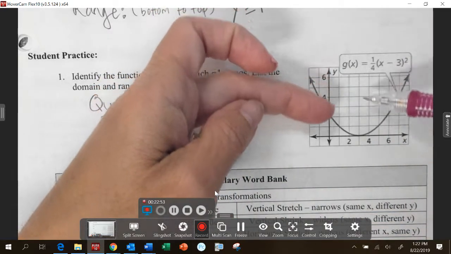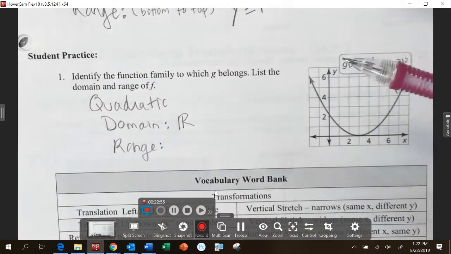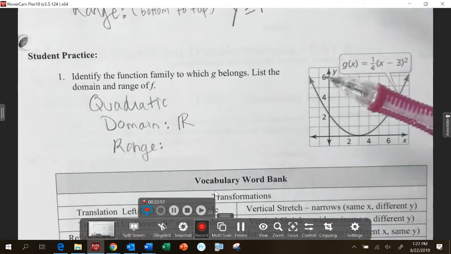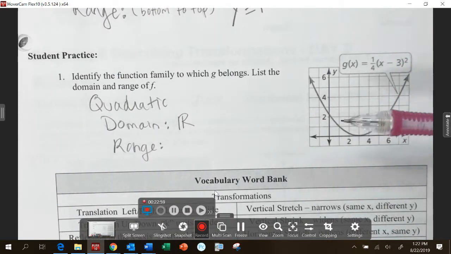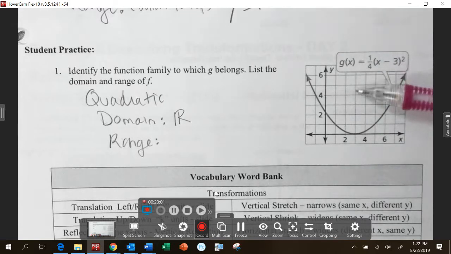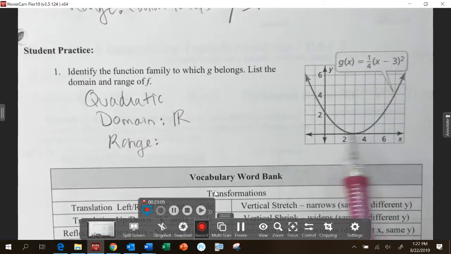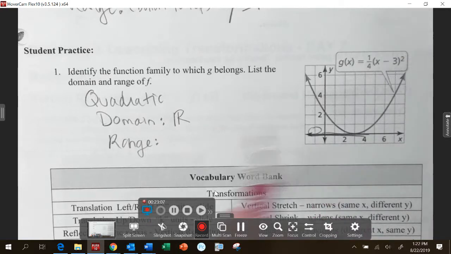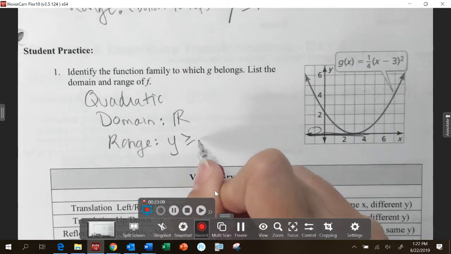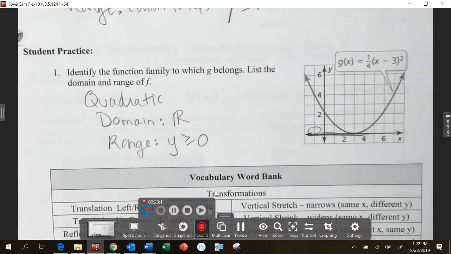we're going to look at the lowest point. I'm thinking up and down. I'm not thinking left or right, and some of you were thinking left or right. I could see it on your paper. We're thinking up and down. How low does it go? 0. Yeah, we're talking about the y value. It goes down to 0. So it's going to be y is greater than or equal to 0. I saw some people had 3 in there, and you're thinking about the x, but the range is y.